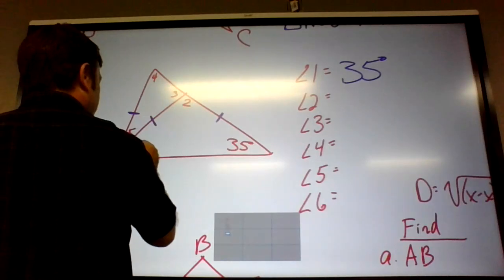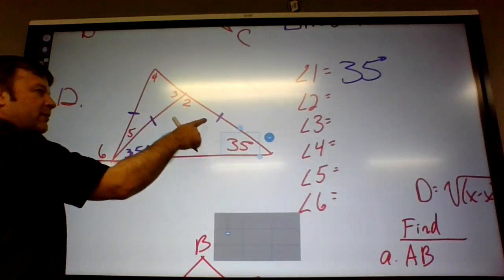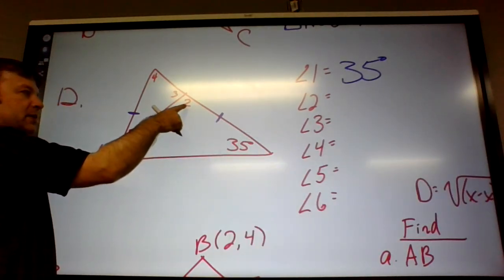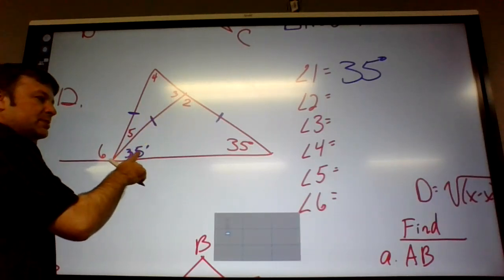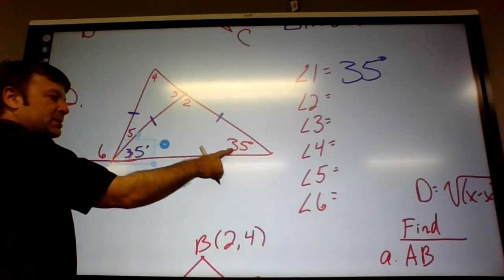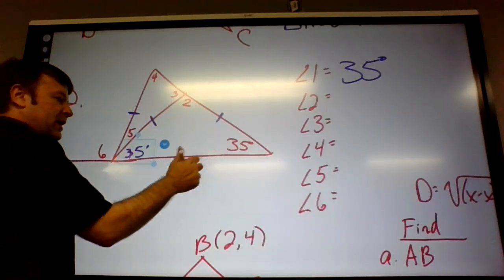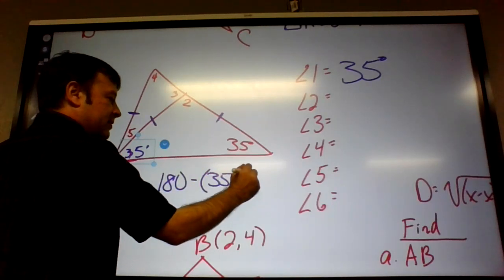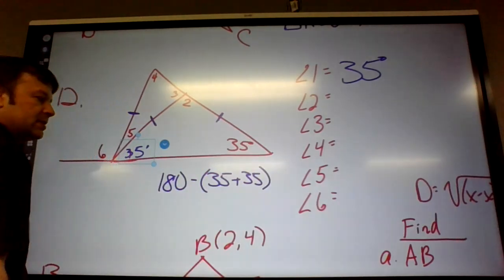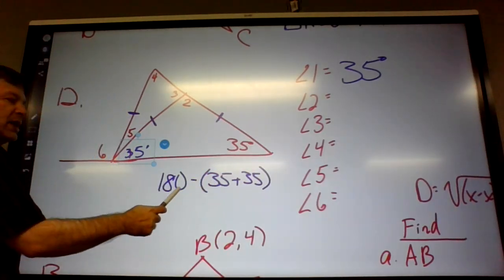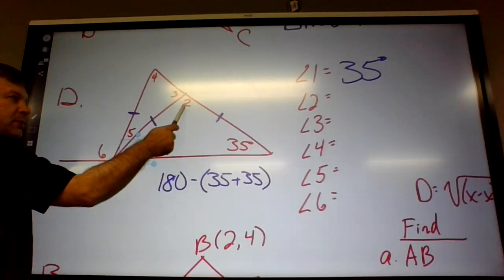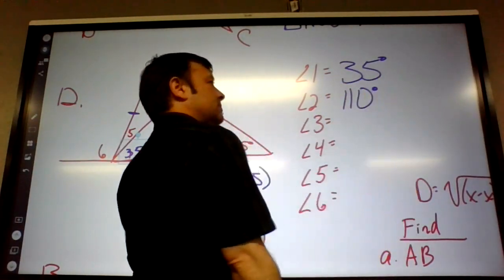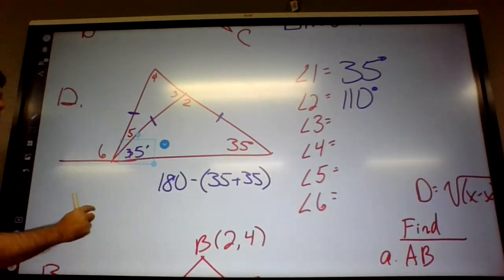So if these are both 35, how do I find angle 2? 35 plus 35, and then 180 minus that. Right. The 3 angles in a triangle have to add up to 180. We have 35 and 35, so if we add those together, it's 70. 180 minus 70 leaves us with the remaining 110 degrees.